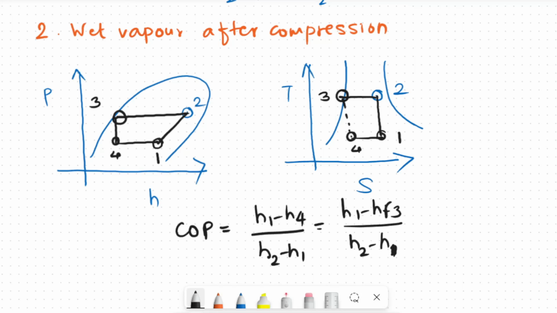Friends, while solving the numericals, we will understand the effect of all these things on this cycle, so that we can compare these cycles and we can find out which cycle is good for the overall refrigeration system.